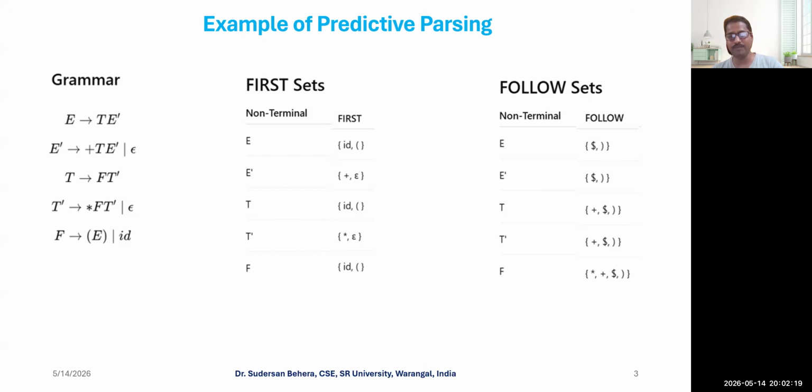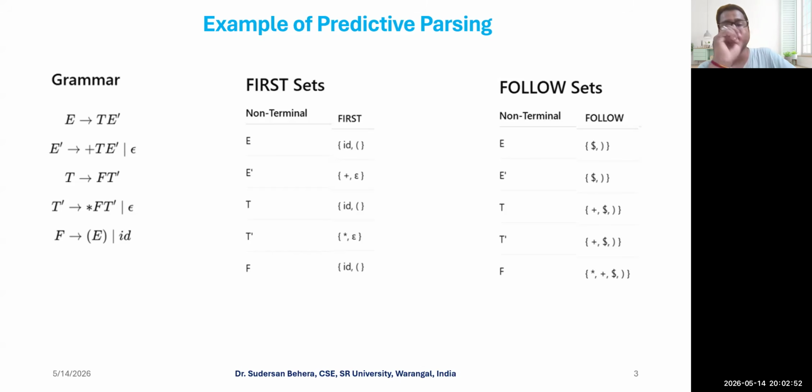E derives T, T E dash, leave it. Just focus on the first character. E derives T, T derives F, T dash leave it. T derives F, F derives bracketed E or ID. Bracket is a terminal and ID is a terminal. That is why the first of E is ID comma opening bracket. Then E dash derives plus T E dash or epsilon.